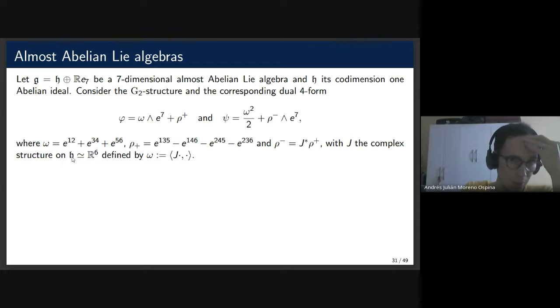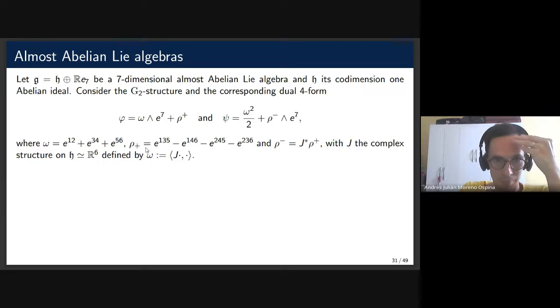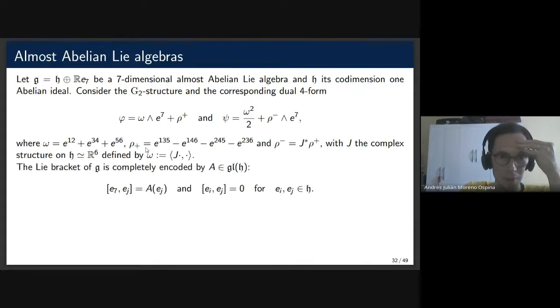So basically, you identify it with R6, the 6-dimensional Euclidean space. So it's the canonical structure for C3. And so you have omega, the fundamental form, rho plus, which is the real part of the holomorphic volume form, the complex volume form, and rho minus, which is the imaginary part, and J is the canonical complex structure.